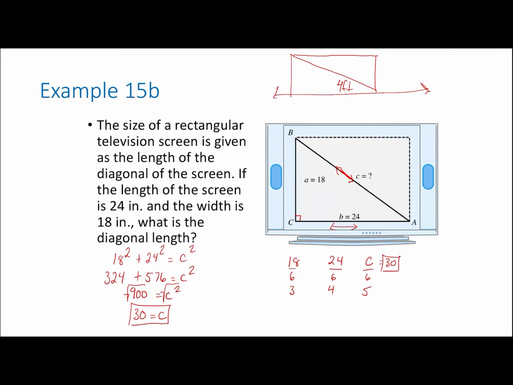So you could have known that without going through all the calculations. Now, I've shown you the calculations because I wanted you to see how we get each number, but you could have very easily found that in your head if you knew that the 18, 24, and then that C value were going to be a multiple of the 3, 4, 5 triangle. In this case, multiplying it by 6 gives you the 18, 24, and 30.